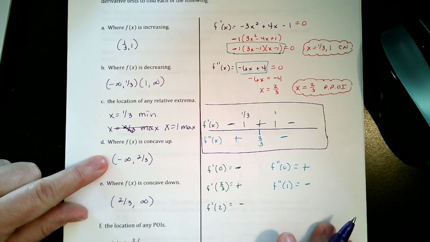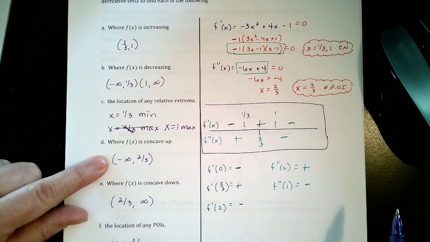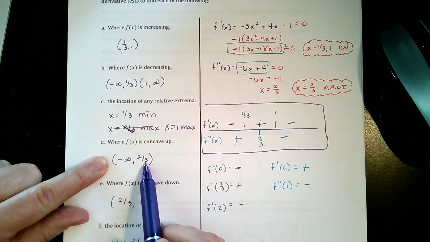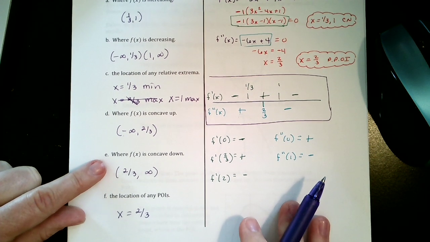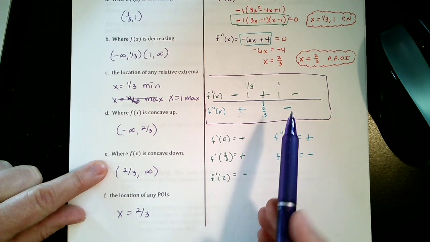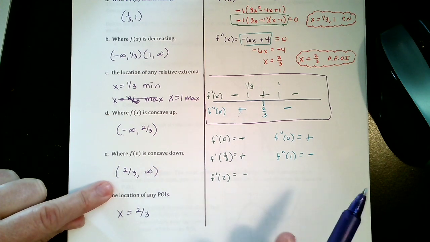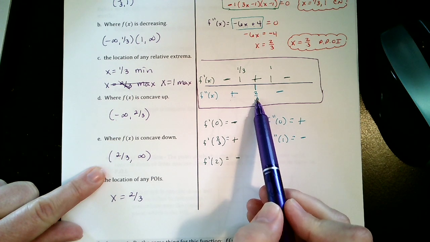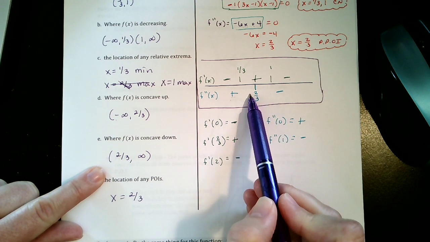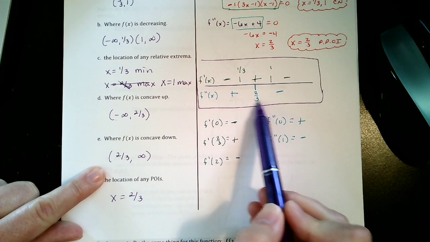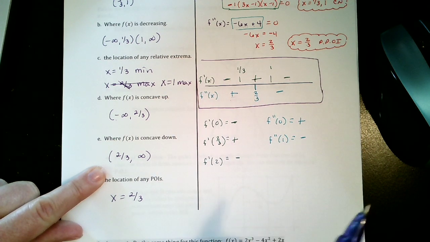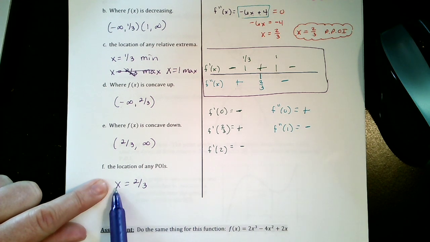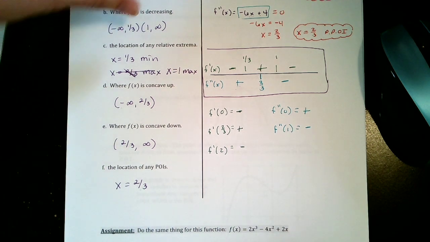F of x is concave up when the second derivative is positive. So that's negative infinity to 2/3. It's concave down when the second derivative is negative. That's 2/3 to infinity. And because it changes sign, you can have functions where you have this number, but they both are positive on either side, or they're both negative, which means that this is not a point of inflection. But we're doing nice basic functions right now, so we're going to get some points of inflection. So x equals 2/3 is a point of inflection.